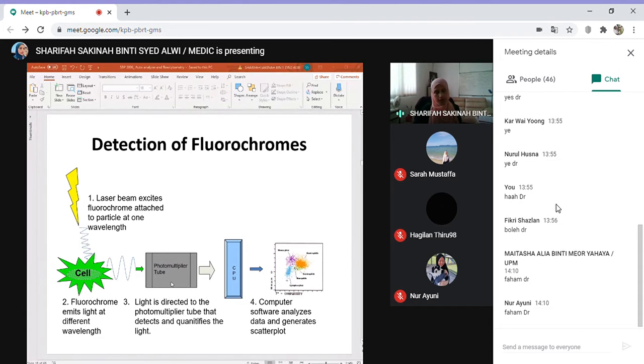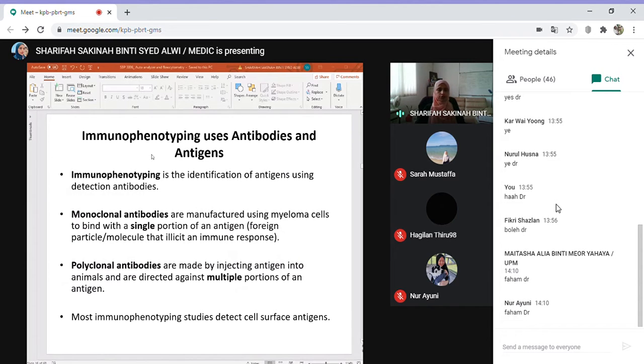Once the light reaches the photomultiplier tube, it will be converted by the CPU into computer software, and analyze the data and generate this scatter plot. All right, but as I told you, the first thing that you need to do is you need to stain the cells with the correct staining.